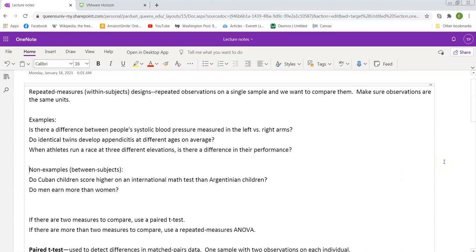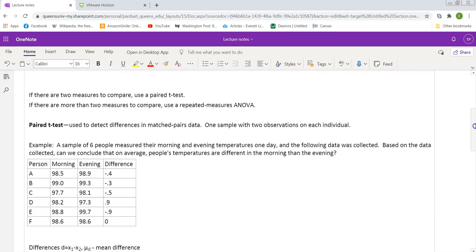So there's only two hypothesis tests we're going to be looking at in this module. The first one is a paired t-test, which is what you use if there are just two measures that you want to compare. If there's more than 2, then you have to do something called a repeated measures ANOVA, which is what we're going to talk about next class. So let's get started with the paired t-test.